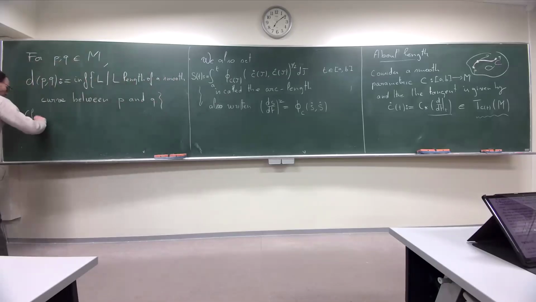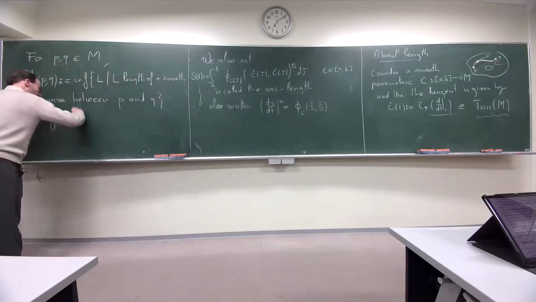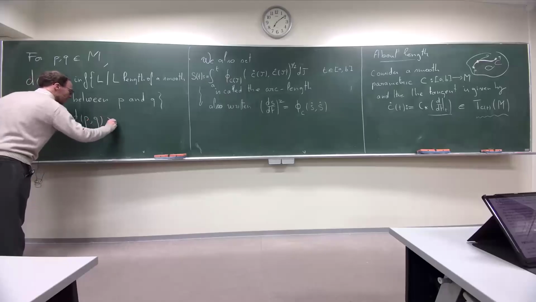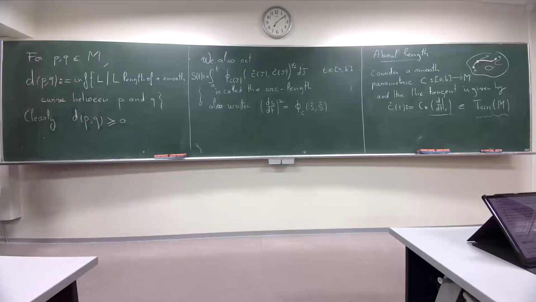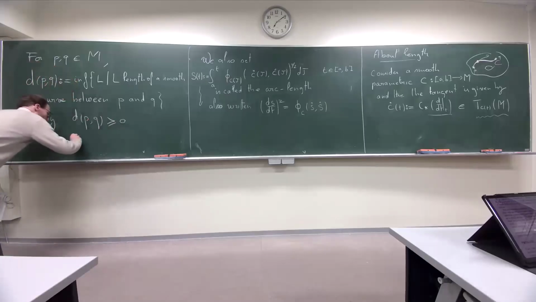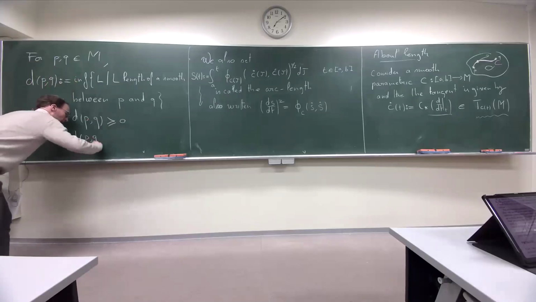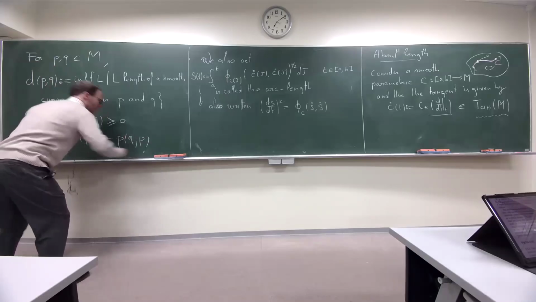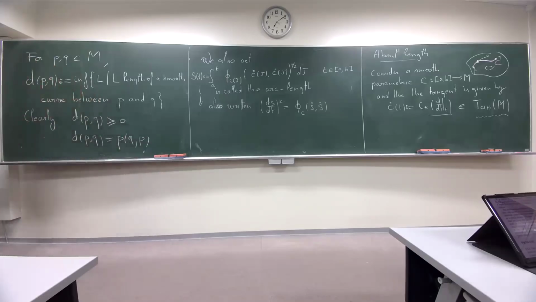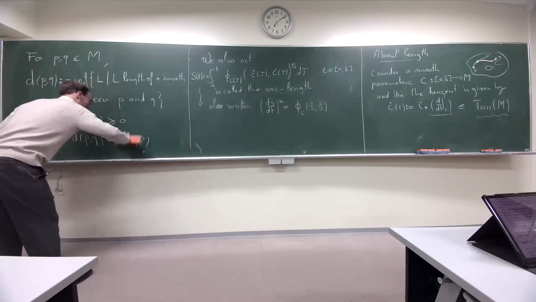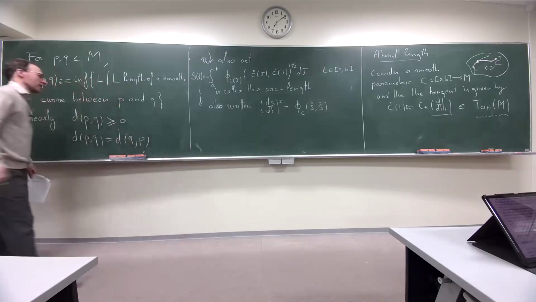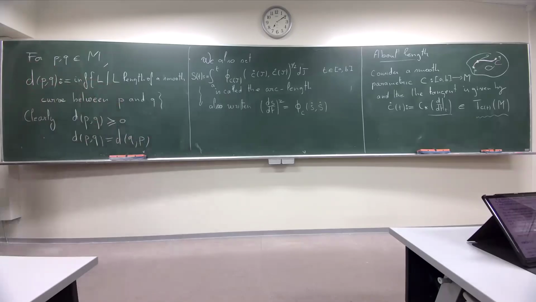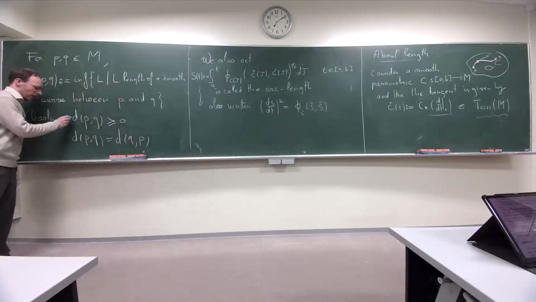Clearly, what we observe is that d of PQ is either positive or 0, because the length is always positive, but also d of PQ is the same as d of QP, because going from P to Q or going from Q to P, you have the same curve. These two properties maybe remind you something.